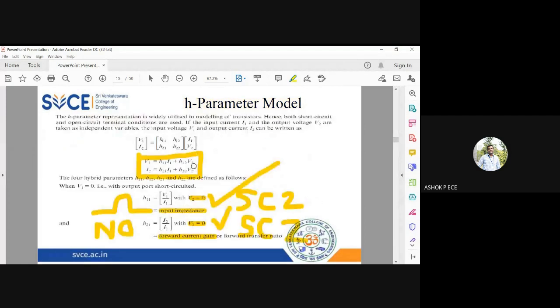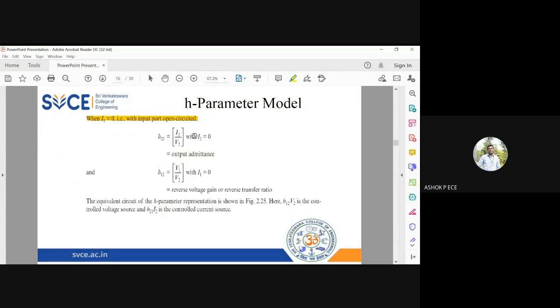Now you see when you put I1 equal to 0, you get V1 equal to H12 into V2, or H12 equal to V1 by V2. V1 is input voltage, V2 is output voltage, so it is reverse voltage gain. Why reverse voltage gain? Normal voltage gain is V2 by V1. But since the order is reversed, it is called reverse voltage gain. Both the ratios are in voltage, so this will not have any unit. It will be expressed as a ratio.